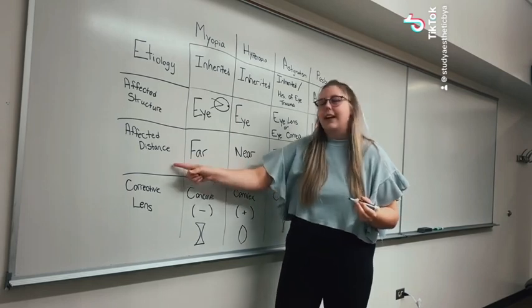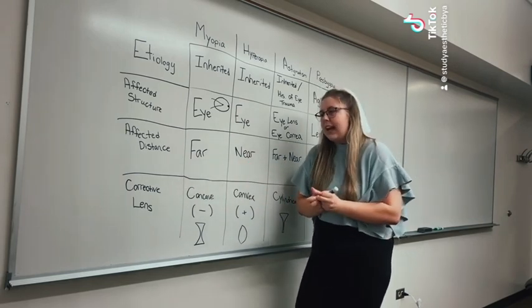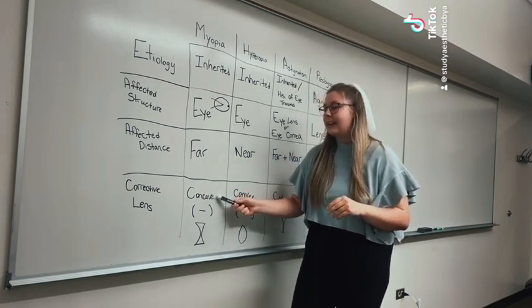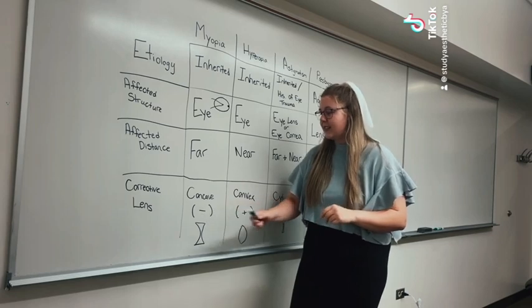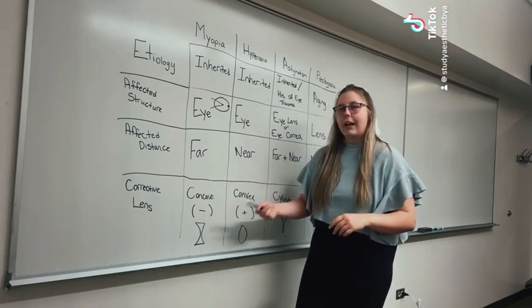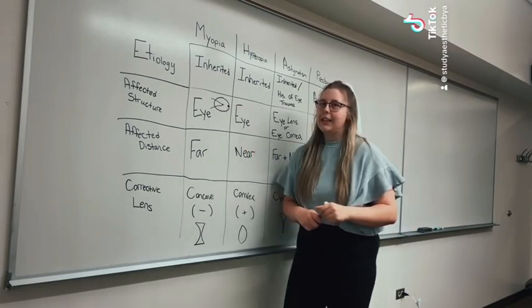This means that the affected distance is going to be the far vision or distance vision, and the corrective lens choice for people with this refractive error is going to be a concave or minus lens. This lens kind of looks like an hourglass, and it's able to refract the light to make this a little bit longer just to hit on that retina.